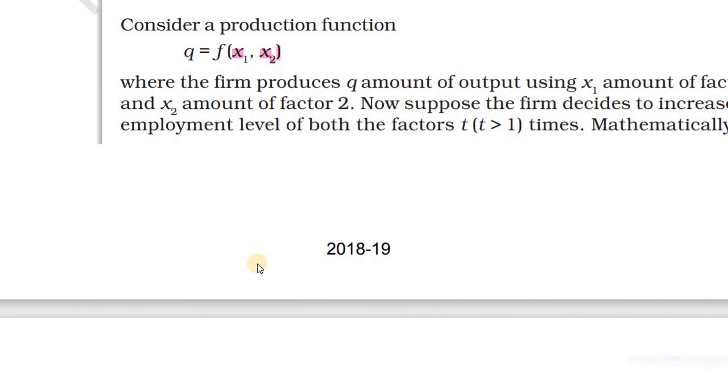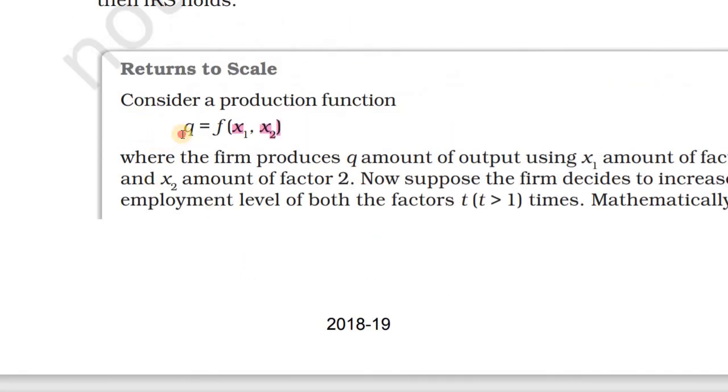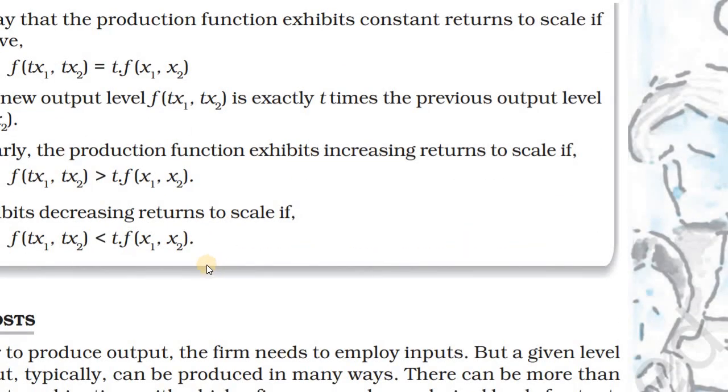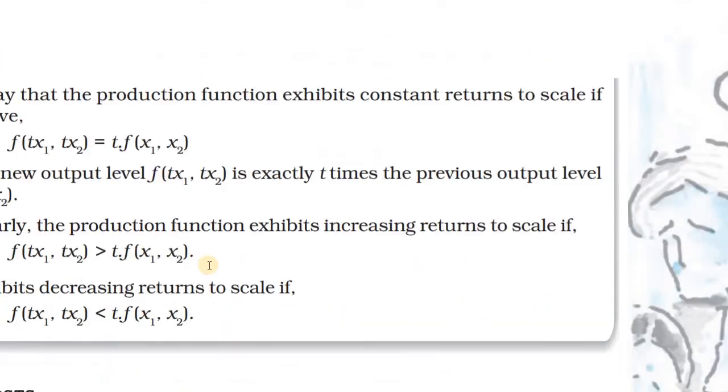Then what is the equation of production function? Q is the function of x1 and x2. Okay, production function normally means quantity is the function of K and L, capital and labor. Quantity is the function of capital and labor. Okay, this is the mathematical explanation of this return to scale.